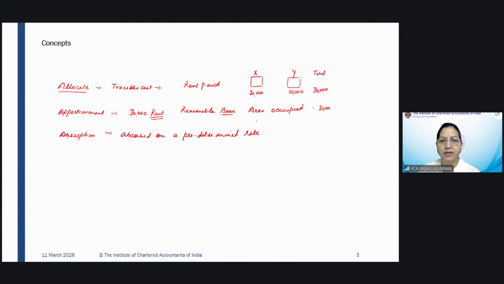But if there is a predetermined rate, it is possible that absorbed overheads are something else and actual overheads are different. So there can sometimes be a variation or variance between the two, which leads us to the concept of either overabsorption or underabsorption.